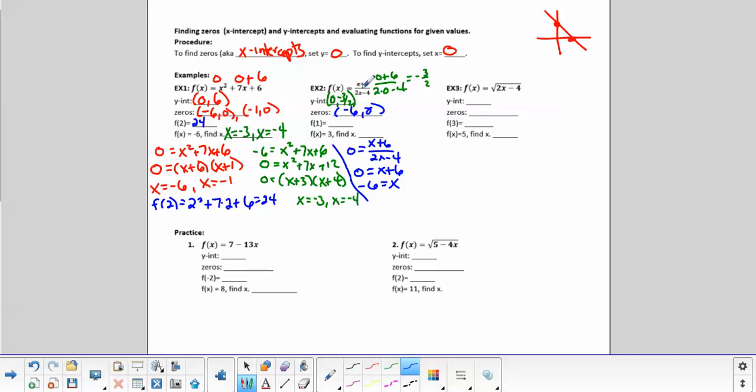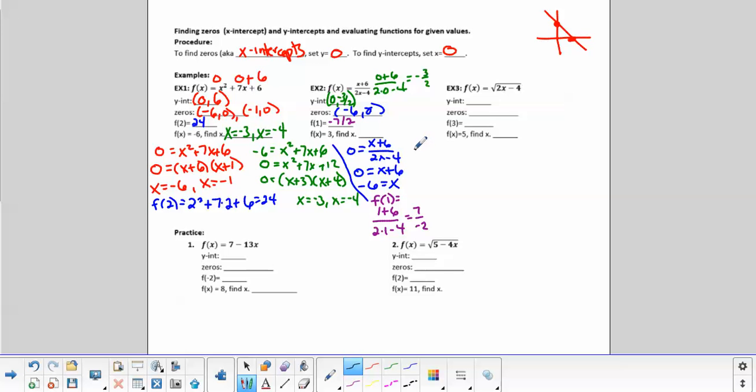f of 1 is what I get when I plug 1 into the equation for x. So f of 1 is going to be 1 plus 6 over 2 times 1 minus 4. So I get 7 over negative 2. So negative 7 over 2. And f of x equals 3. So that happens when I put the answer as 3.